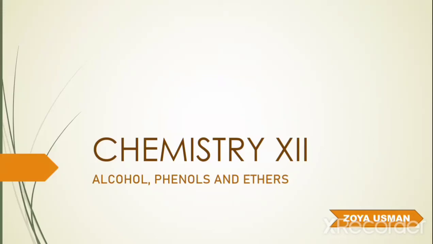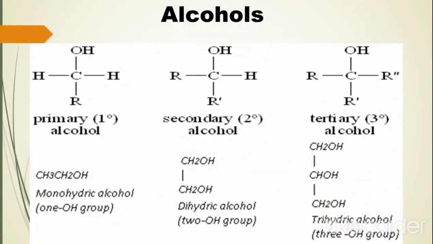In this video, we will start our next chapter, that is alcohols, phenols, and ethers. So, firstly, we will see alcohols, and in alcohols, we will see its three types, that is primary alcohol, secondary alcohol, and tertiary alcohol. So, firstly, why do we call them primary alcohol?